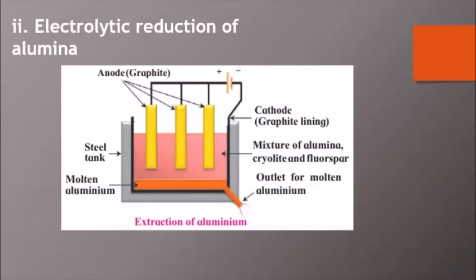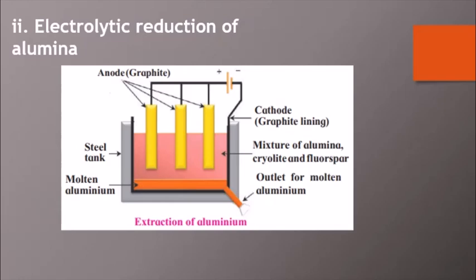Next is the electrolytic reduction of alumina. Here we use two things, a cathode and an anode. A tank is made, and the tank inside has a lining made up of graphite. This lining acts as a cathode. There are a few graphite rods which act as anodes, which are dipped in the molten electrolyte. So we have a cathode which is the lining, and we have a few anodes.